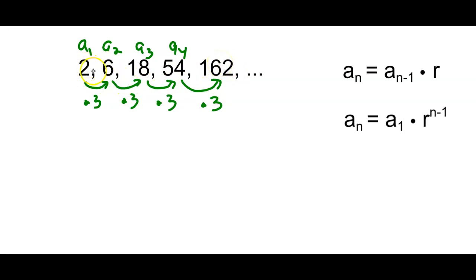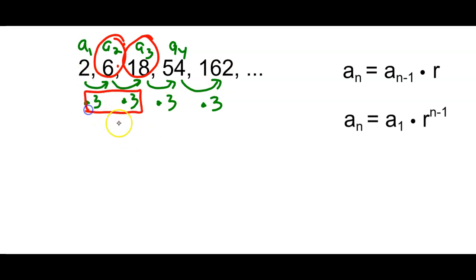So I could jump to the second term by multiplying by 9. So 2 times 9 is 18. I could jump past both the second and the third term by multiplying the first term by 27. And then I could jump past them all by multiplying by 3 raised to the power 4 here. So watch what's going on.